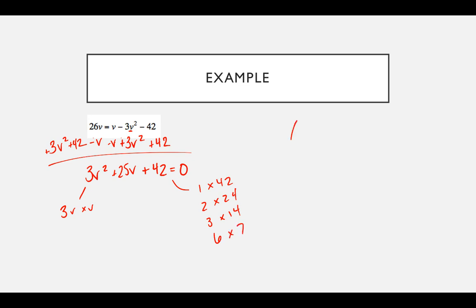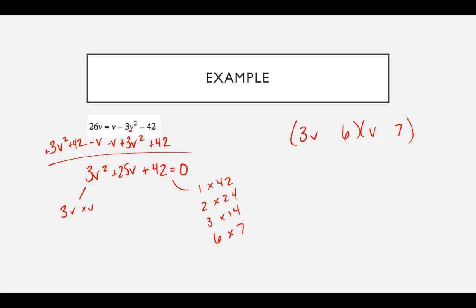Okay, so 3v times v for the 3v squared. And then we just work our way through the list again. So the 6 and 7, maybe we try that. And you can start to mentally check these. You don't have to write them and erase them every time. I'm doing that just so that you guys can see where the numbers are coming from.